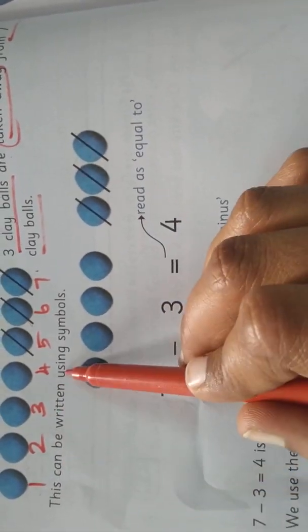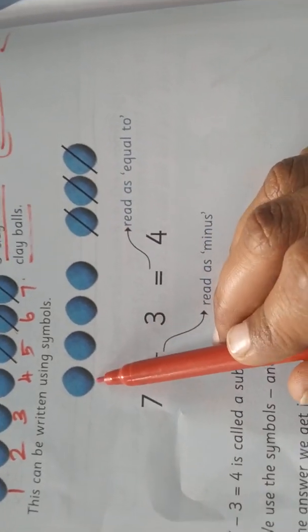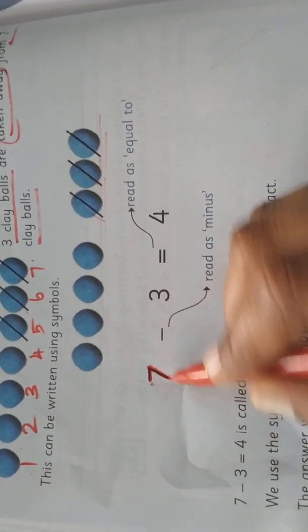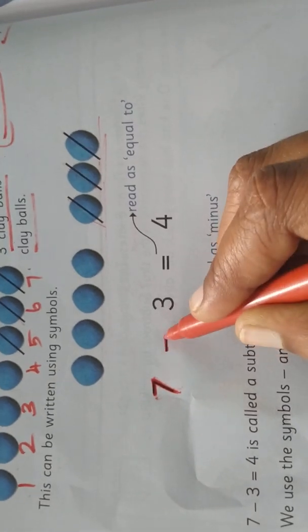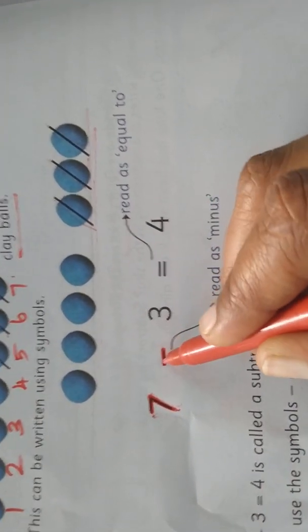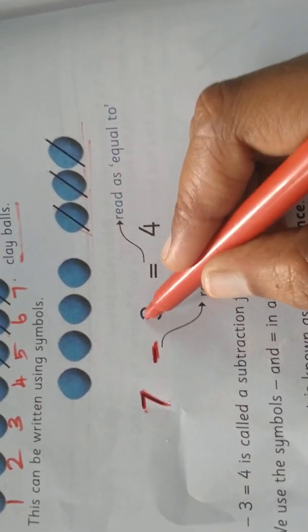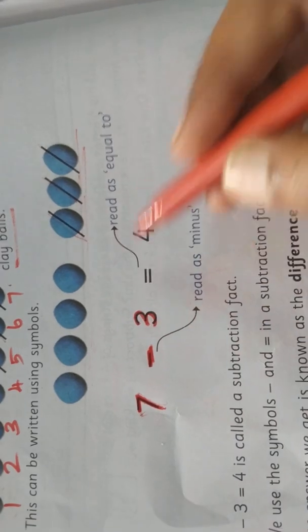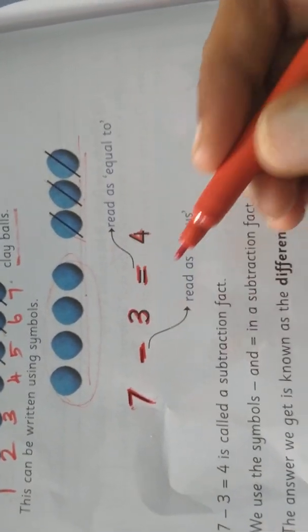This can be written using symbols. See here. Totally 7 clay balls. 3 they take out. Totally how many clay balls do we want to write first? 7. This is read as minus. What is this? Minus. 7 minus how many are we taking away? 3. Super. What is the answer? Remaining how many clay balls are there? 4. This we read as equal to.